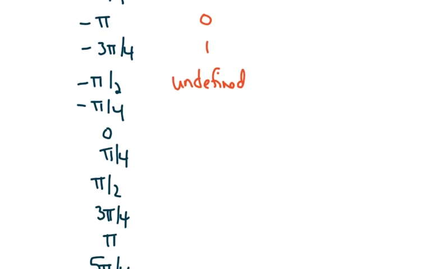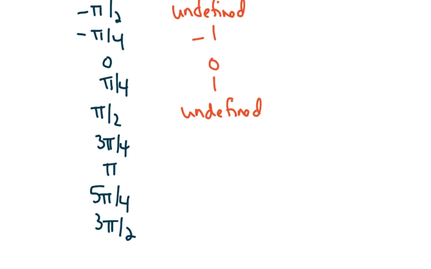Negative pi over 4 gives you negative 1. 0 gives you 0. Pi over 4 gives you 1. And pi over 2 again gives you undefined. Notice a pattern yet? The answers are going to be negative 1, 0, 1, undefined.